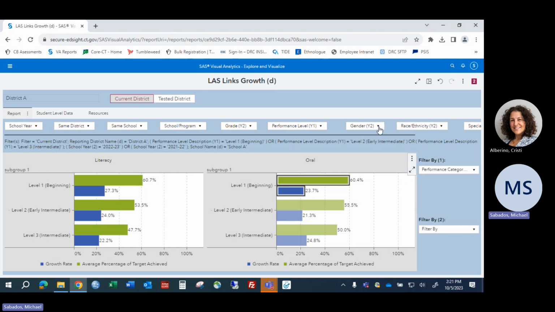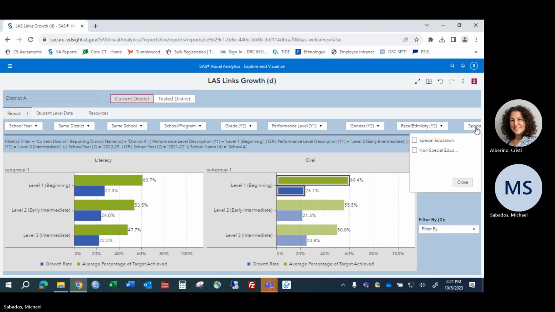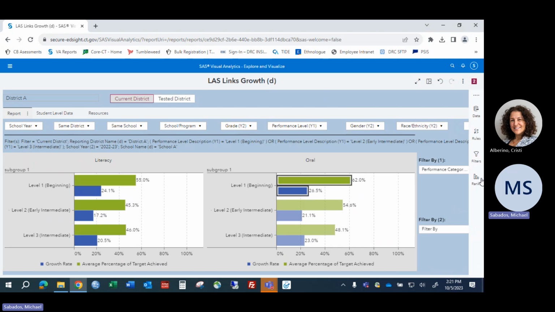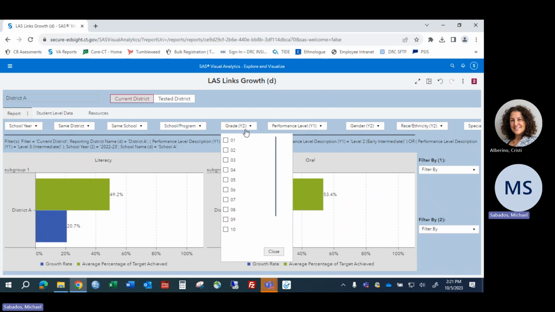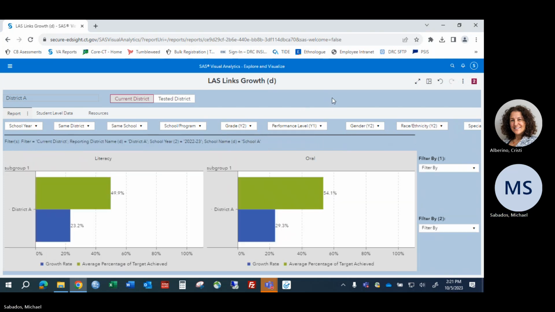Other filters that are available include demographic ones like gender, race and ethnicity, and special education status. Really, the great thing with this tool is there's just so many opportunities to do different comparisons, to look at the data so many different ways, to understand your student population.